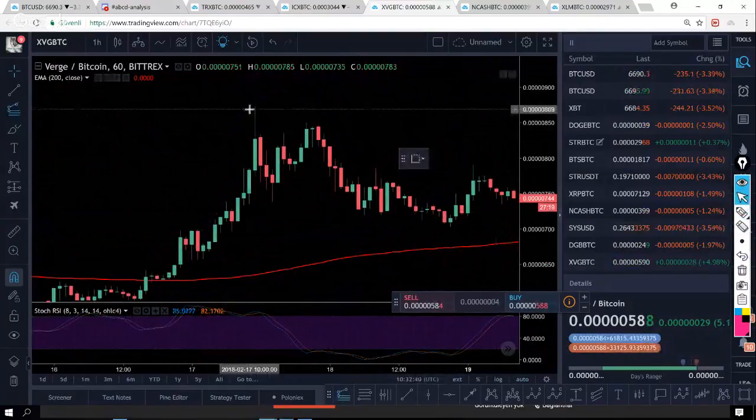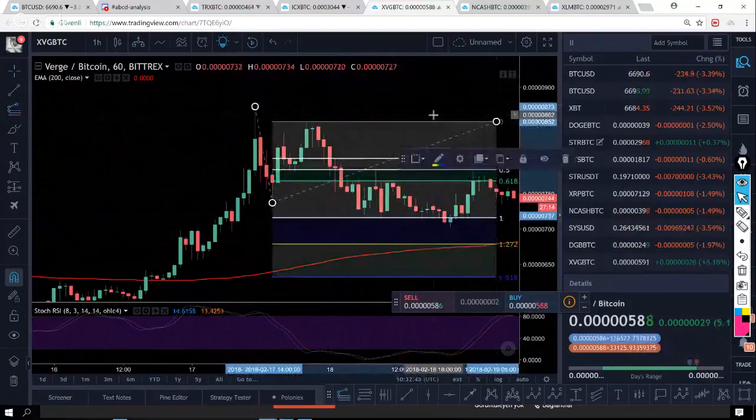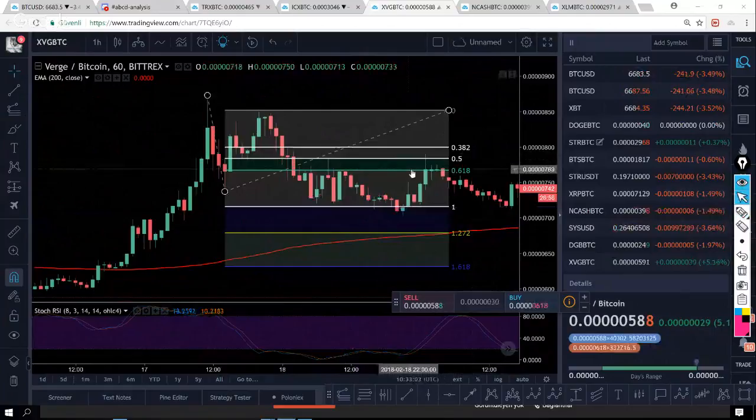And A, and B, and C. Yes, we are not trading here. We are not trading here. We are trading here, guys. Here is our buy point. And this criteria met. And we are checking it.